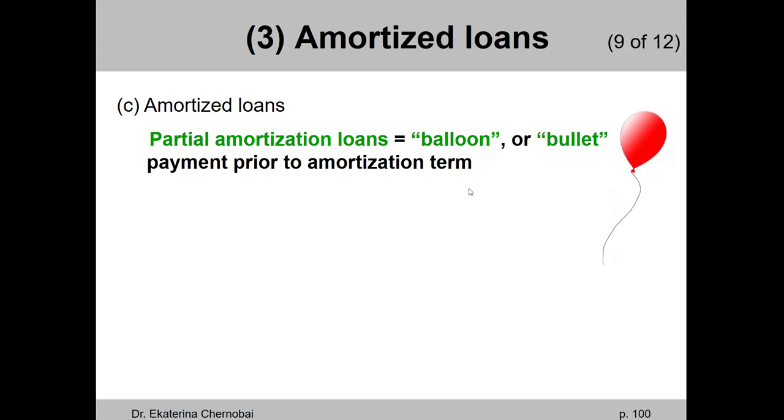And now let's look at case C. Amortized loans, also known as partial amortization loans, are also known as balloon loans or bullet loans. So there's a payment prior to the amortization term, so prior to the time when the last loan payment is due. Sometime before that point, you're making a special payment, a balloon payment.